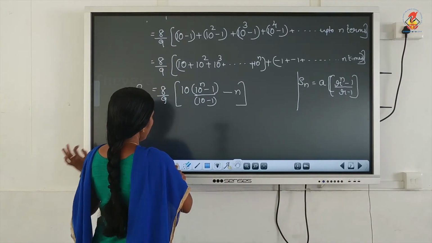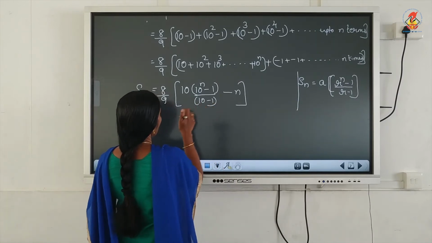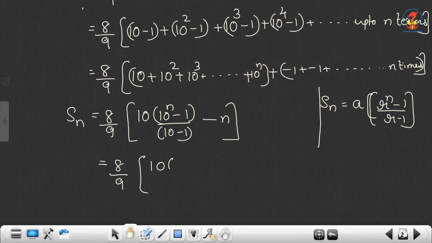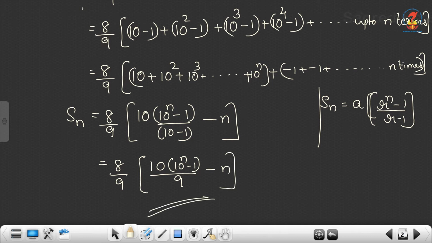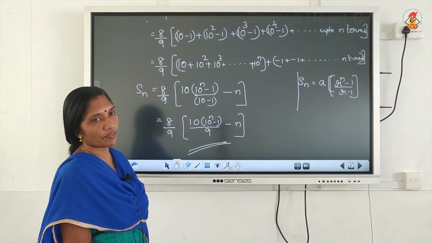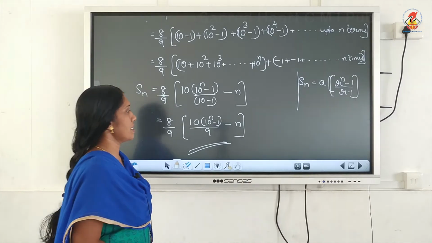Now one more step. 10 minus 1 is 9. So 8 by 9 into 10 into 10 raised to n minus 1 by 9 minus n. This much is enough. Okay. So this is the sum to n terms of the given sequence.